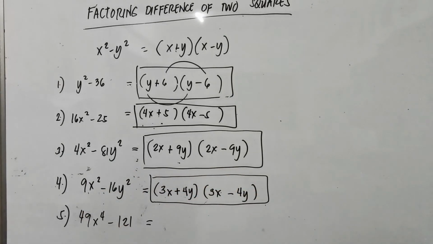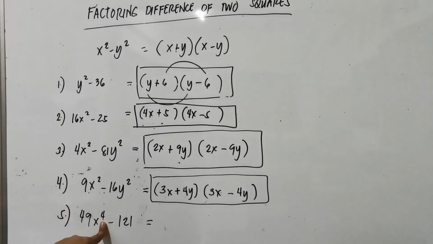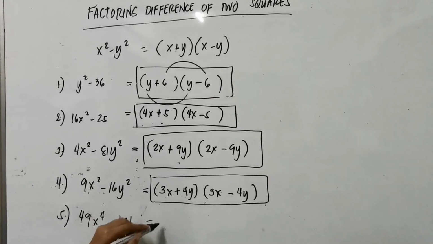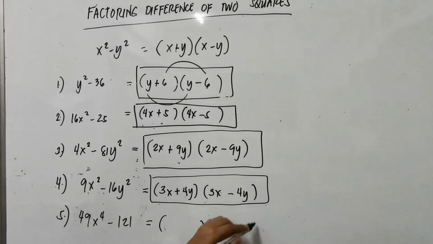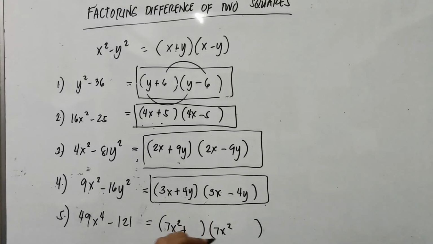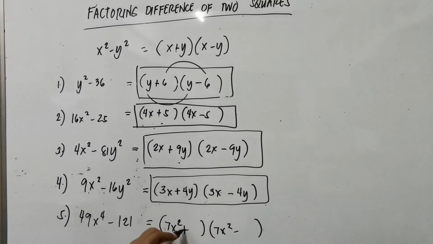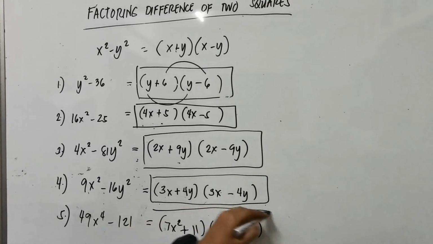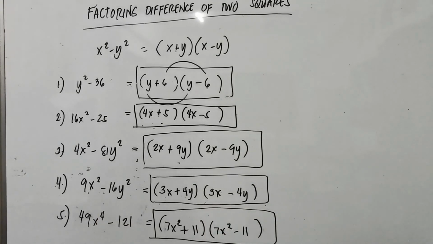Last one, 49x raised to 4. So, this time, meron tayong exponent na 4. Divide lang natin siya sa 2. So, ang square root niya ay 7x squared. Then, 7x squared. Plus and minus. The square root of 121 is 11. Ito na yung ating sagot.